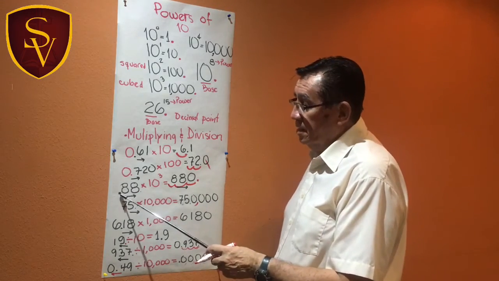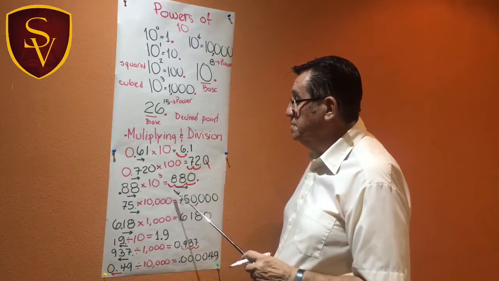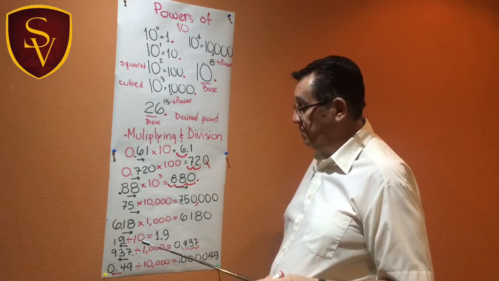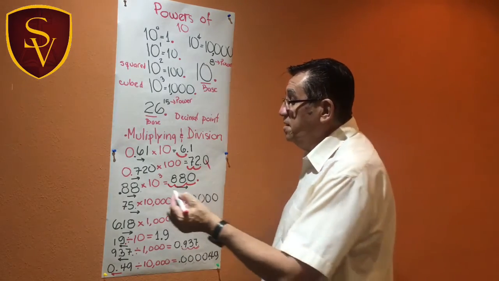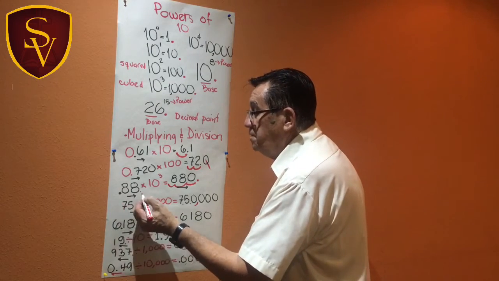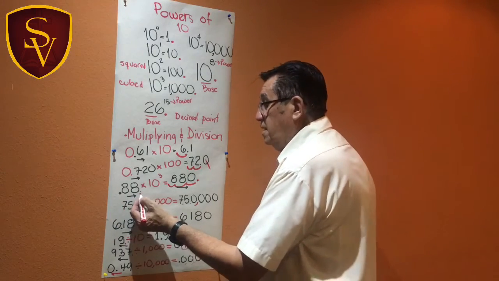So finally, this decimal number becomes 880 whole numbers. So multiplying means that we have to move the decimal point to the right side.